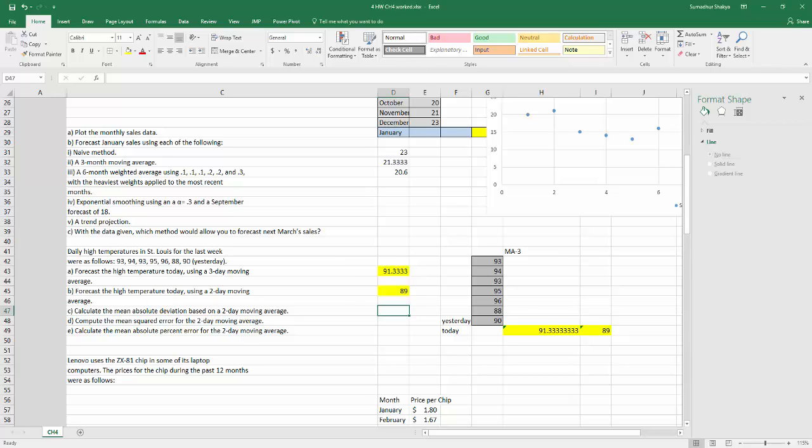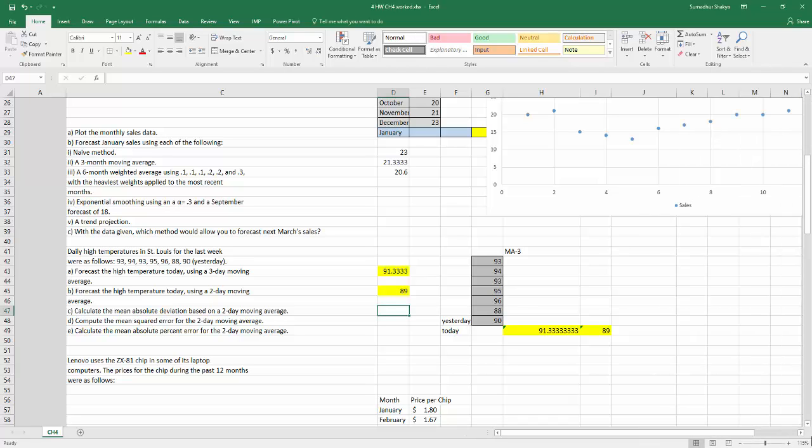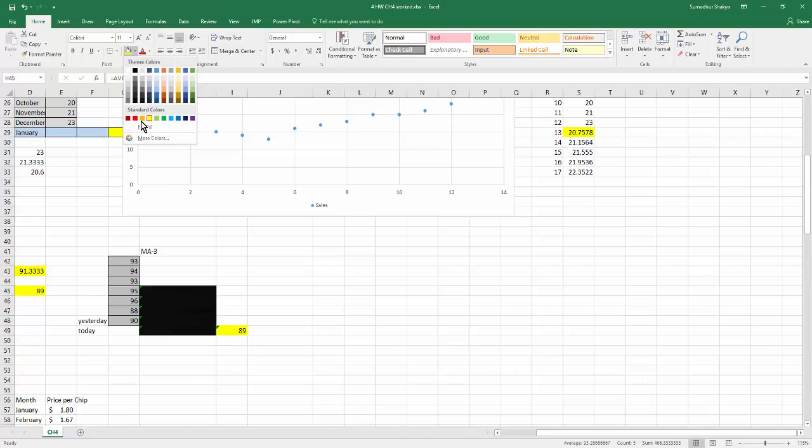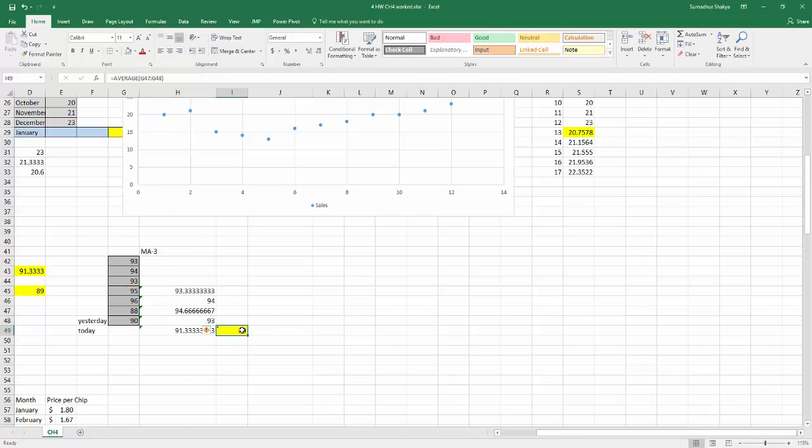So let's see how this is. First let me make some space here. Now this is for the 3-day moving average. So let's see how far we can go. That's it, that is how far we can go. So this one goes for 3. We can't go any further. And this, I'm going to uncolor it. This one, I'm going to move somewhere here.